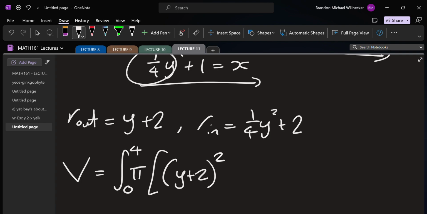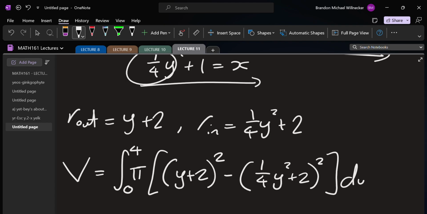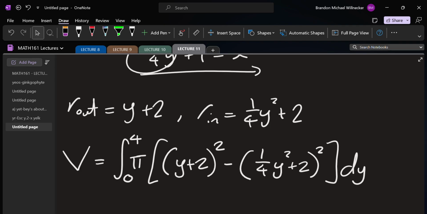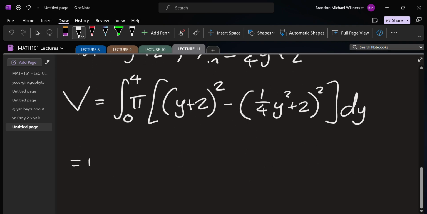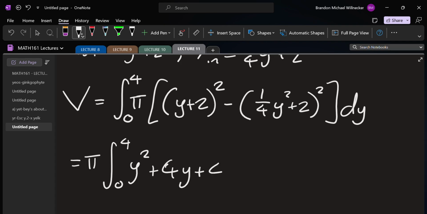Okay, so we have pi. Now we need r out squared minus r in squared. So r out squared, that's y plus 2 squared. Okay, please don't forget to square your radii for this. Okay, minus r in squared, that's 1/4 y squared plus 2 squared again, dy. Okay, now we just need to expand the brackets and then solve as normal.